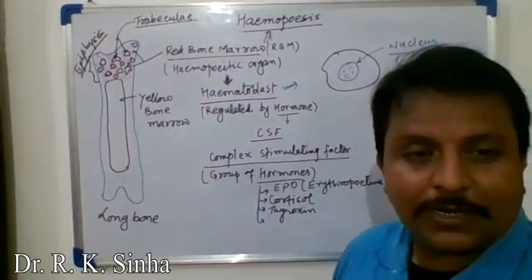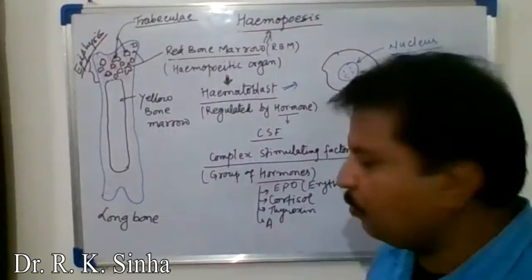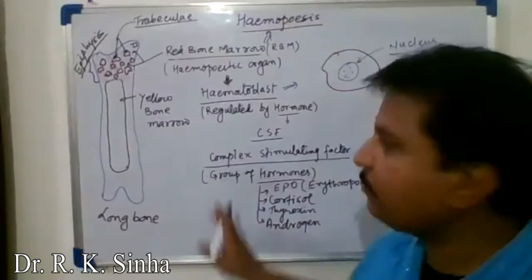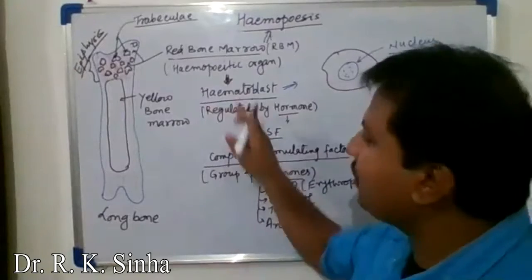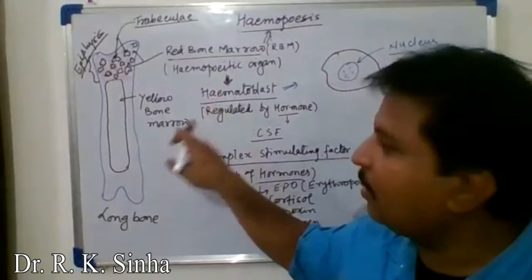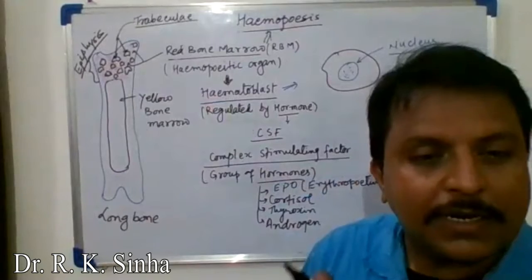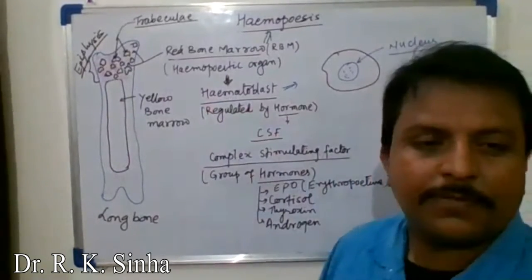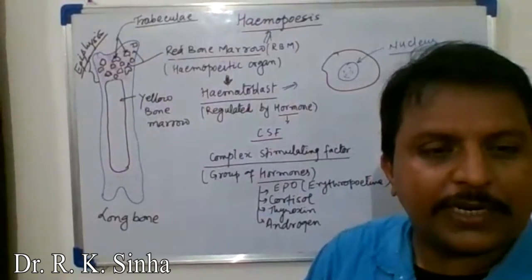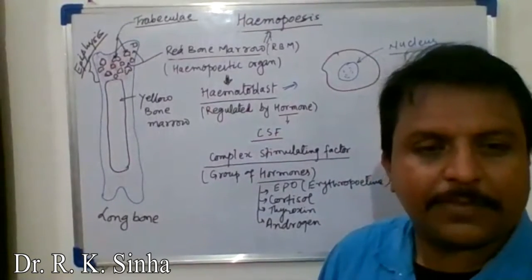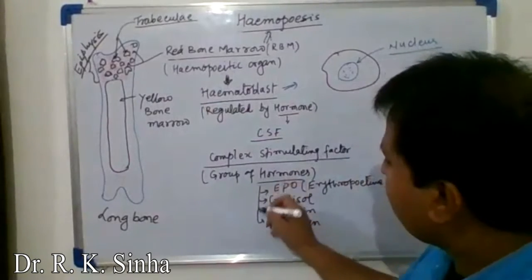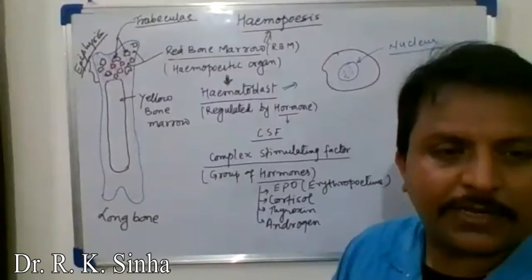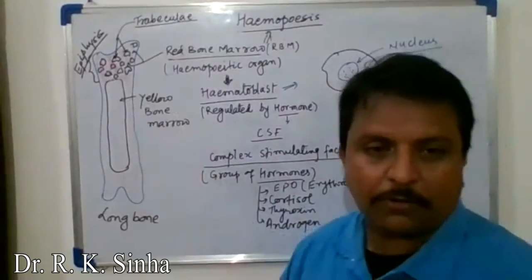Next is androgen. Androgen is an anabolic hormone, and this also stimulates and commands this hematoblast of the red bone marrow and guides it to turn into a special type of progenitor cell which will form the blood cell. Okay, so these all help in triggering the hematoblast of the red bone marrow.